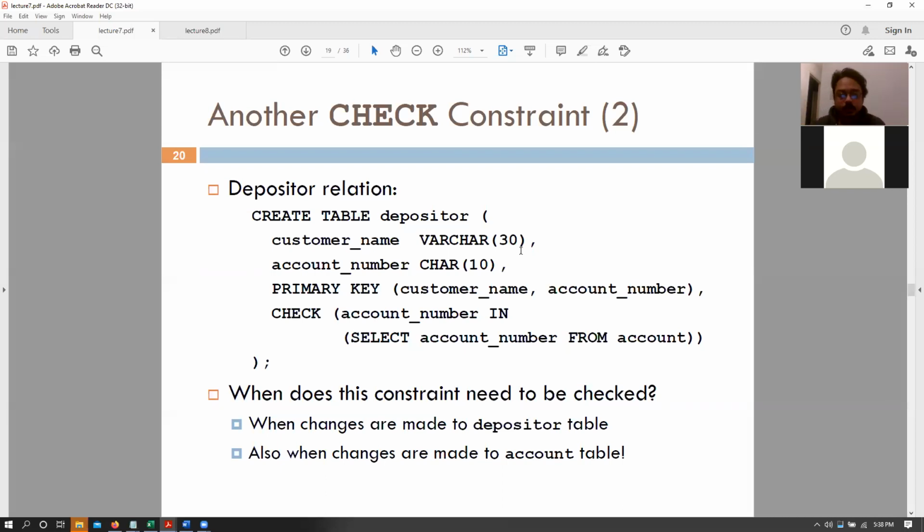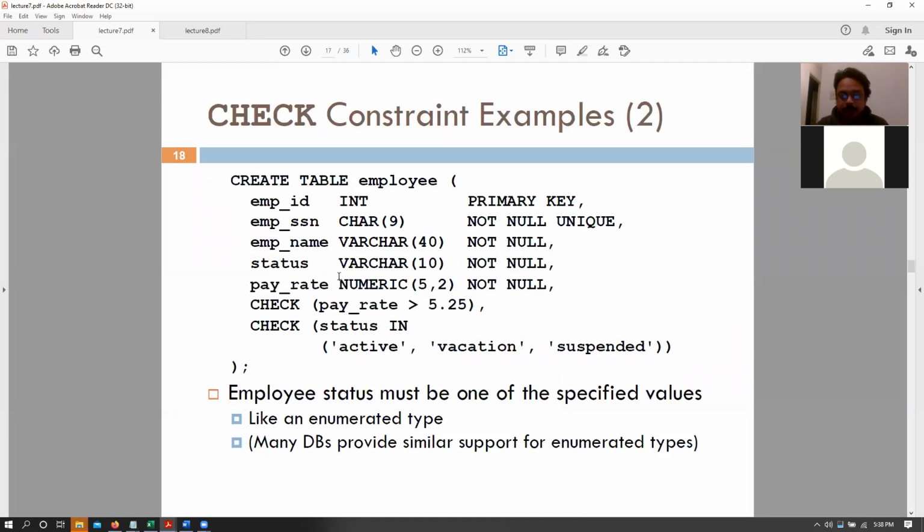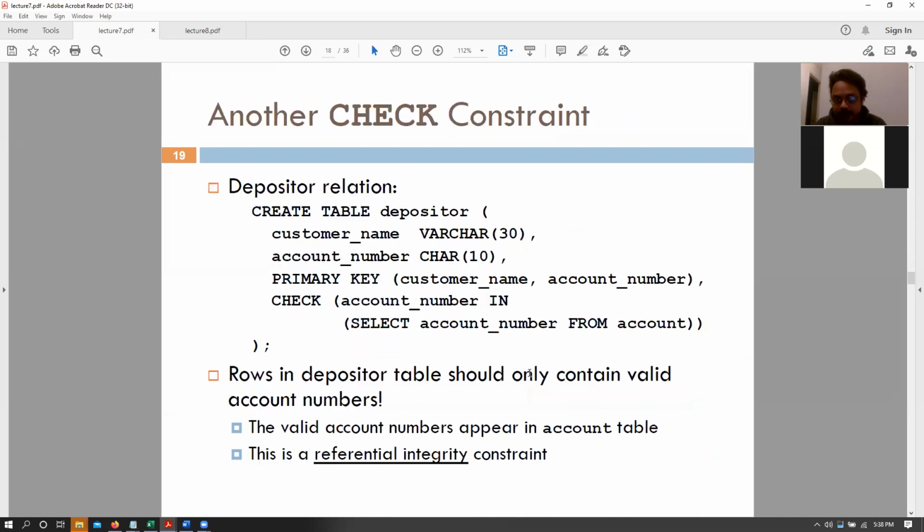So essentially, checks are there so that you are allowing your database to have some legitimate values within some bounds. For example, given a pay rate is a numeric value, a pay rate can only be greater than 5.25, or our check constraint can also say that our status can be one of three enumerated types. Or we also talked about this particular case where our check constraint had a statement: check account number in, and then it actually had a select statement inside.